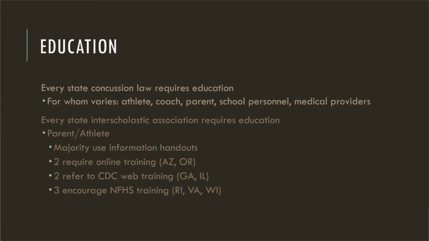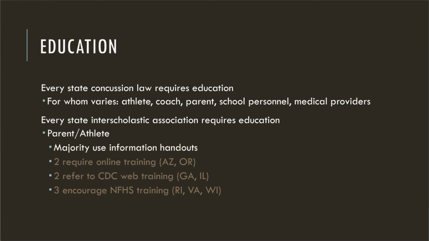Every state concussion law requires education, and for whom would vary. So it behooves you to look at your own state law to make sure that you are in compliance. In addition, every state interscholastic athletic association also requires some type of education. The requirements for this education may be more strict than your state law, and they may spell out specific programs such as the Center for Disease Control's Concussion Web Training or the National Federation for State High Schools Training. For individuals at the high school level, it is important to understand what additional policies are in place from the Interscholastic Association that may be above and beyond the state law.